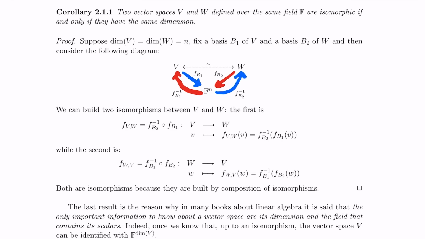As you see, there is a key element for the proof of this theorem, and it's the presence of the prototype Fn for both V and W once we fix bases B1 and B2.